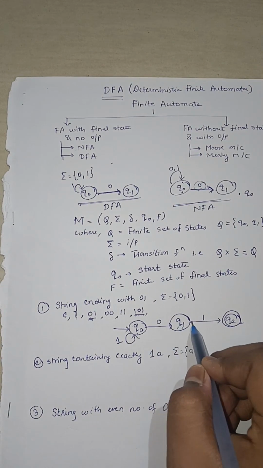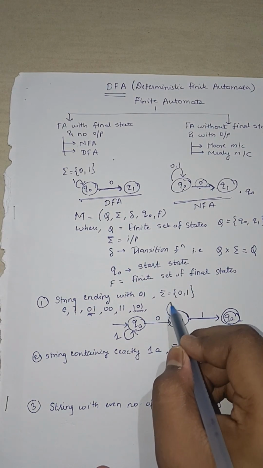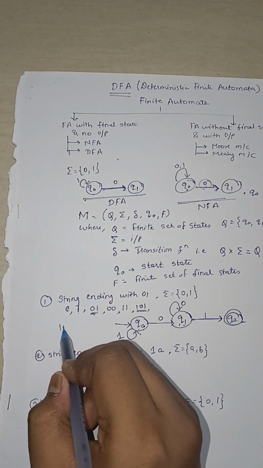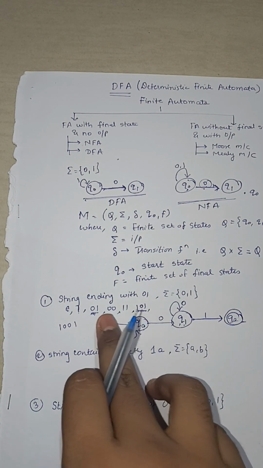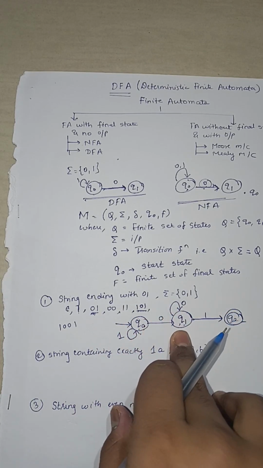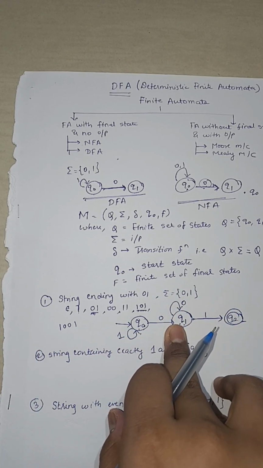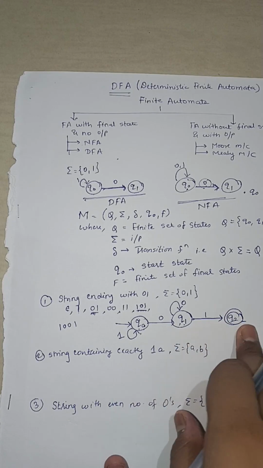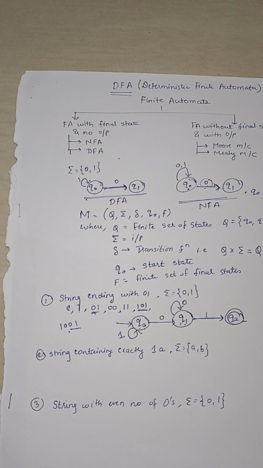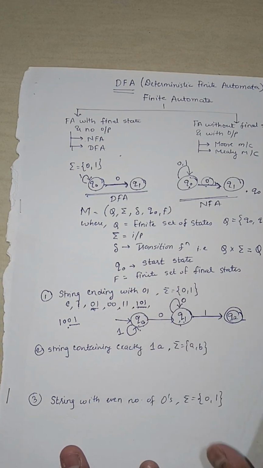But in this I have made a transition of only 1. Where is the 0 transition? Means if it receives 0, I will transit to the same state. For example, 1 0 0 1. If it receives 1 in the same state, if it receives 0 in q1, if it receives 0 again, in q1 only I will make a transition, and again 1, it will go to q2. Means it is ending with 0 1, correct? So for this state we got the 0 and 1 transitions.